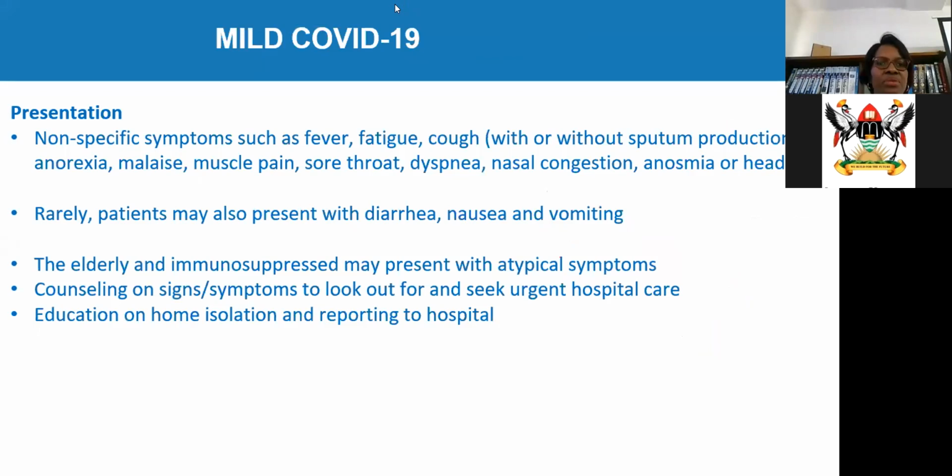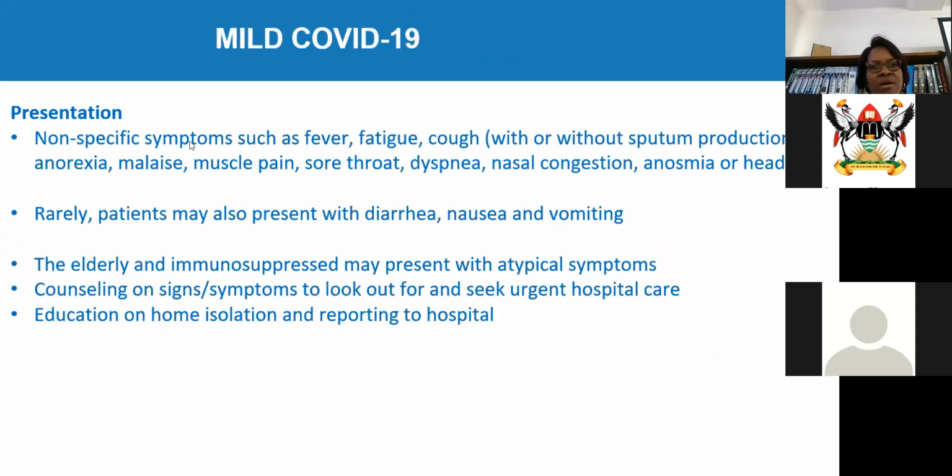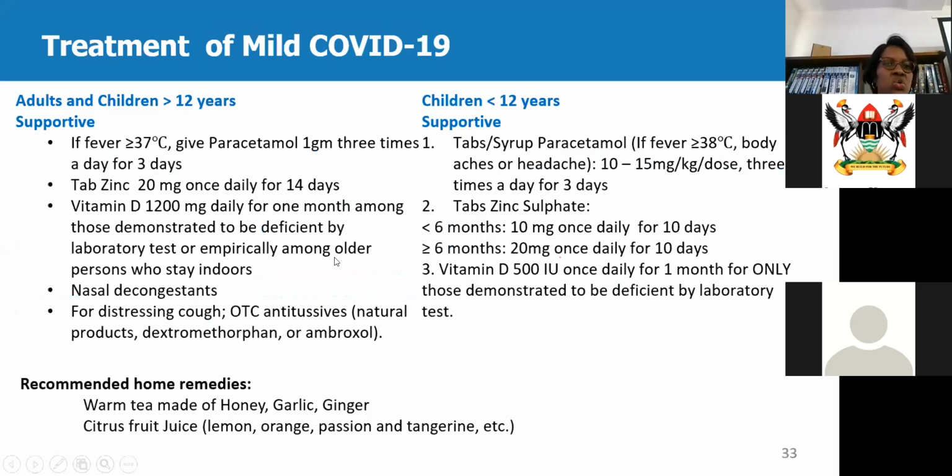Okay, so for mild COVID, as I said, the presentation is non-specific symptoms: fever, fatigue, weakness, cough, which may initially be dry, eventually becomes a bit productive with sputum, then malaise, muscle pain, sore throat, nasal congestion, anosmia, a bit of dyspnea, not as severe as the one I've just described. These patients are fit to be called mild COVID-19, and I'm just going to tell you the treatment that you should give them. It's not too complicated.